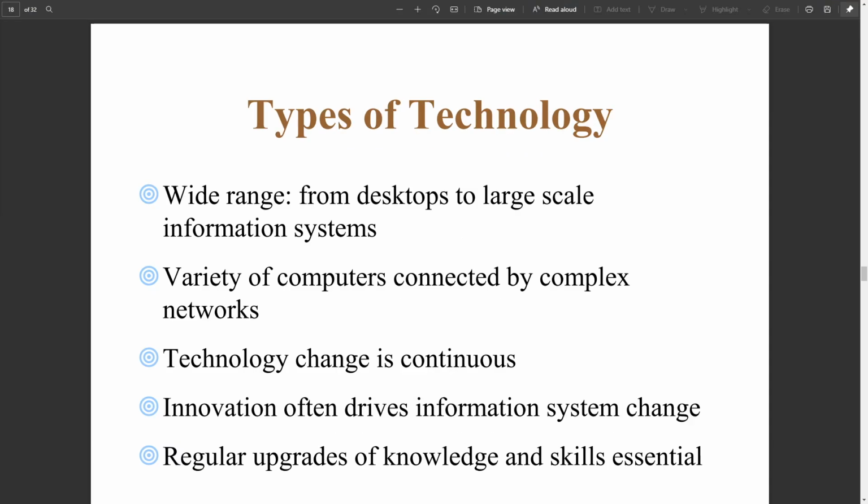Okay? So, types of technology. So there's a wide range. So it can range from desktops to large-scale information systems. And a variety of computers are connected by complex networks. Technology's change is continuous, and innovation often drives information system change. So there should be regular upgrades of knowledge and skills. So those things are essential. Okay? Dapat hindi tayo mapag-iiwanan ng panahon kasi matatalo tayo.